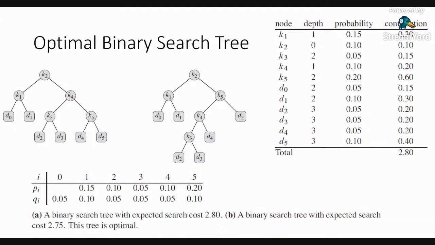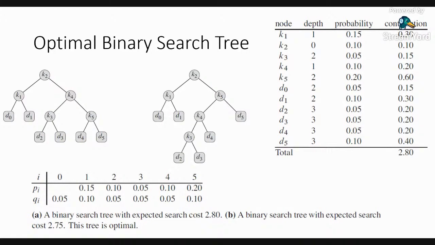Now see, the probabilities are also given for unsuccessful search. Pi is the probability of successful search, and Qi is the probability of unsuccessful search here. So the probability of D0 is 0.05, then for D1 it is 0.10, and similarly for D5 it is 0.1. Here we can note that one index is starting from 0 and the other is starting from 1, because n keys are present, 5 keys, and a total of 6 unsuccessful searches are there.